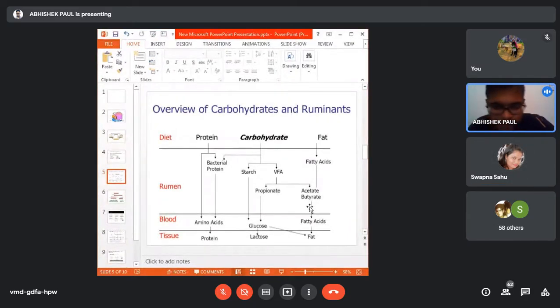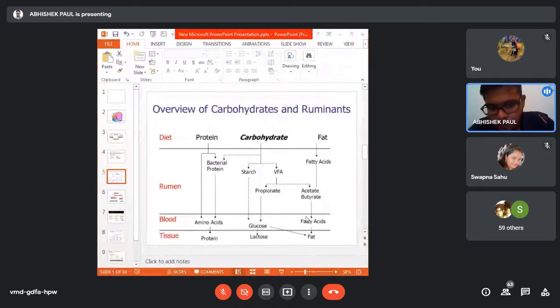Don't get confused. Take it this way: after carbohydrate ingestion, it converts into volatile fatty acid by the ruminal microbes. Then this VFA is converted into propionate, acetate, and butyrate. These are the major volatile fatty acids produced by carbohydrate fermentation in the rumen.